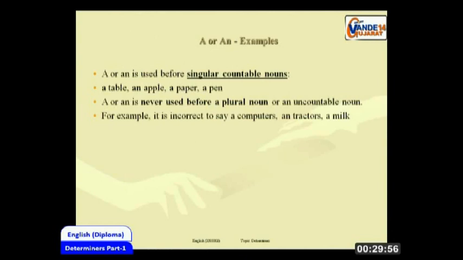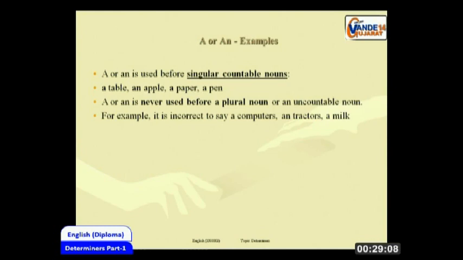To make it very clear, let me give you some examples of the use of article A or AN. A or AN is used before singular countable nouns. Again, let me repeat. The article A or AN is used before singular countable nouns. It is never used before plural nouns. For example, a table. A table means one table. Again, table, T sound is a consonant sound, and that's why we will put article A before it.